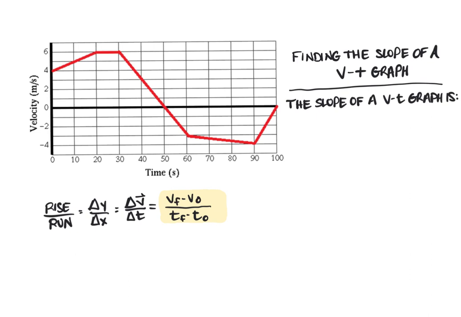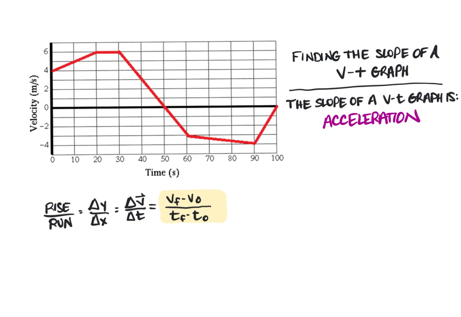So let's talk a little bit about finding the slope of a VT graph. This is important because the slope of a VT graph gives us the acceleration. That's really the change in the velocity of the object over time. And because we have a vector quantity, that means that the acceleration is going to have two parts. It's going to have a magnitude, how fast the object's accelerating, and it's also going to have a direction. Is it accelerating in the positive direction or the negative direction? And we can find both of those things from the slope of the VT graph.